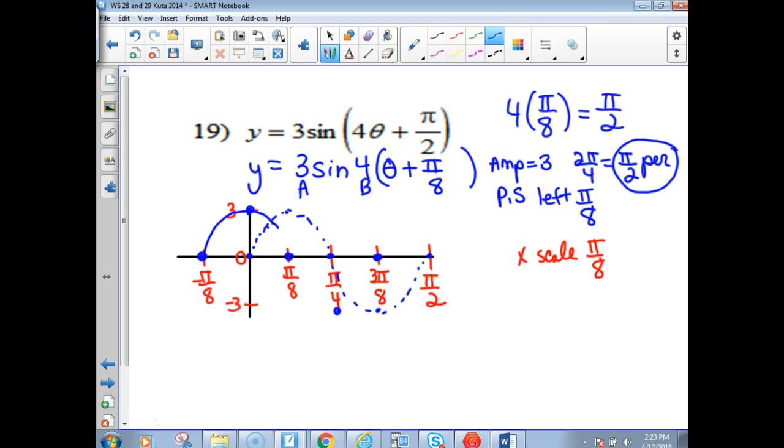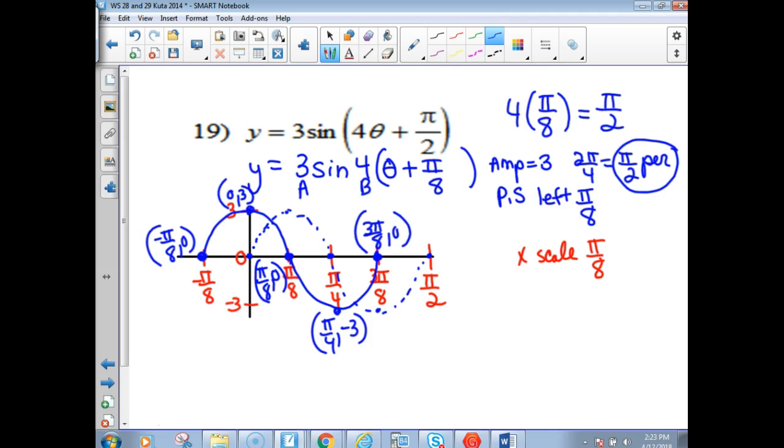So the actual graph. Those points are negative pi over 8, 0, 0, 3, pi over 8, 0, pi over 4, negative 3, and 3 pi over 8, 0. Good?